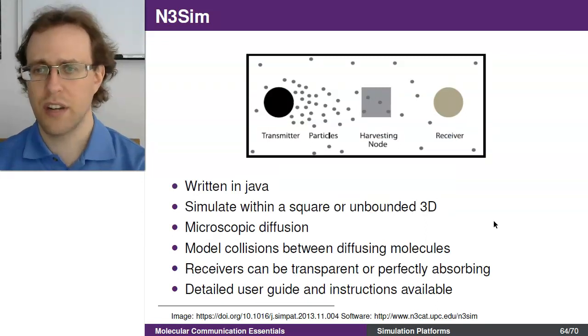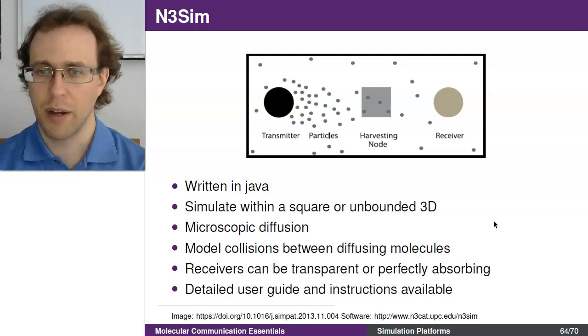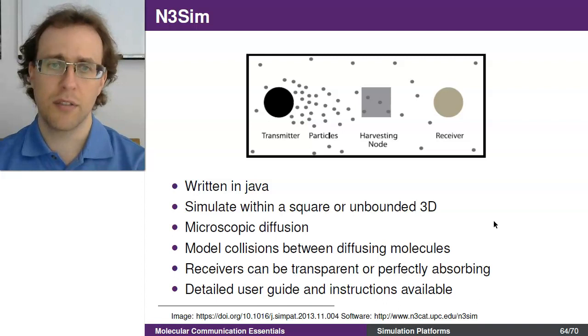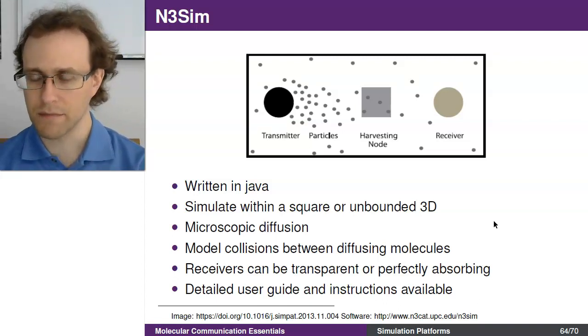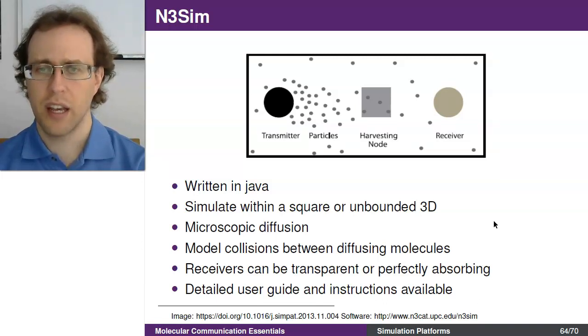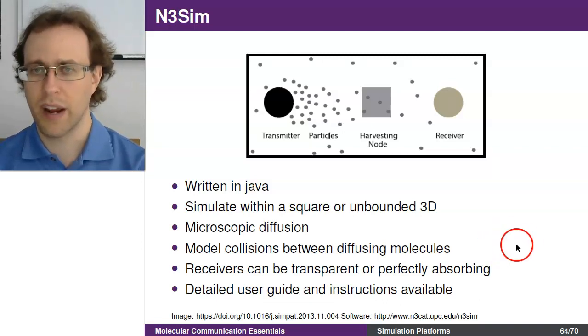N3Sim was also written in Java. It can simulate a couple of simplified molecular communication environments in a square or unbounded 3 dimensions. It is microscopic. It is also able to model collisions between diffusing molecules, which is quite useful. There are a couple of different options for receiver types. And quite nicely, there is a detailed user guide available and instructions for use. So the links are there for accessing this particular piece of software.